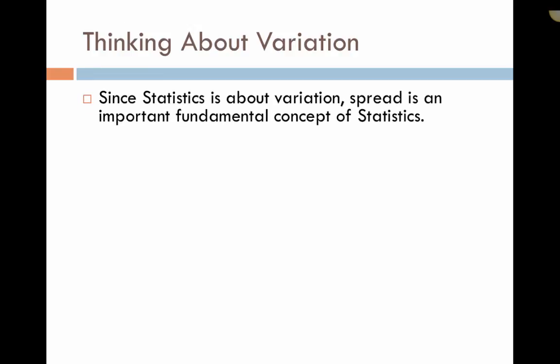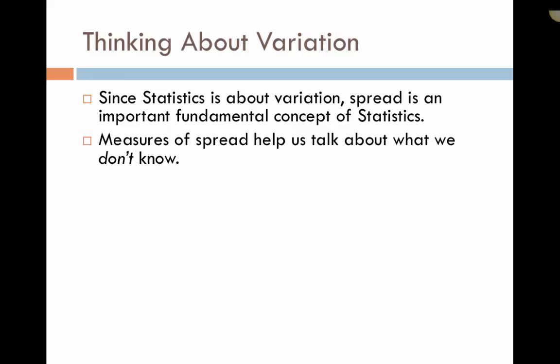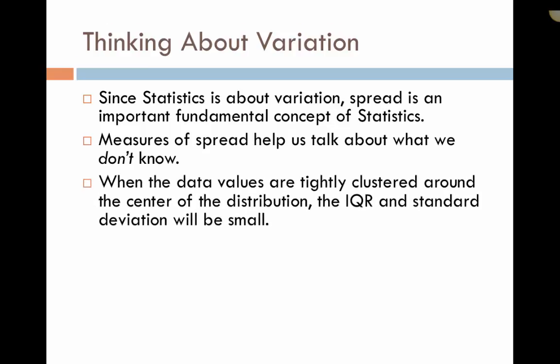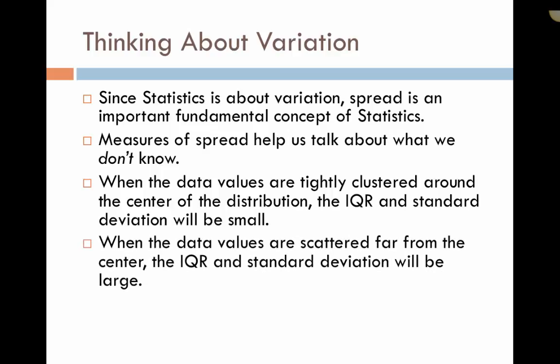Since statistics is about variation, spread is an important fundamental concept of statistics. Measures of spread help us talk about what we don't know, and statistics are pretty much all about what we don't know. When data values are tightly clustered around the center of the distribution, the IQR and standard deviation will be small. A small measure of spread gives a small standard deviation and IQR. If the data values are all scattered out, so they're all very spread out from each other, the IQR and standard deviation will be large.